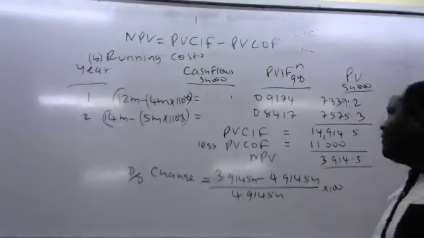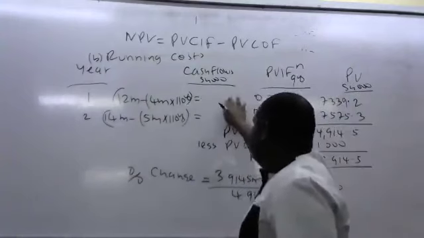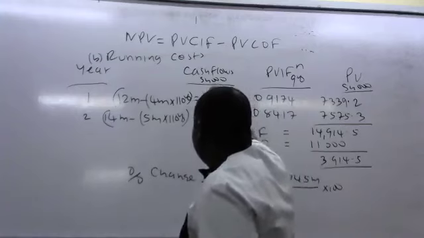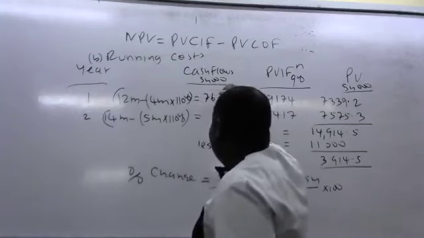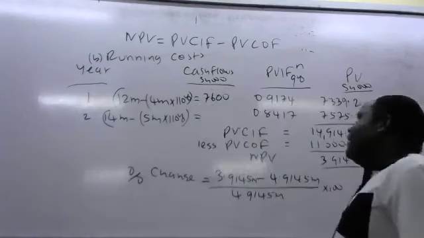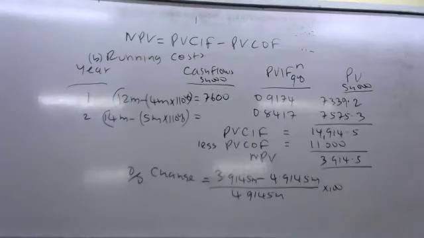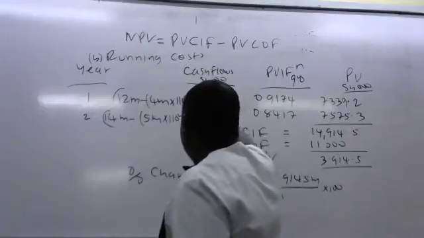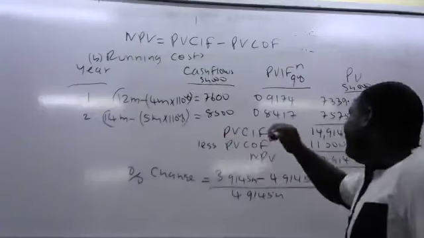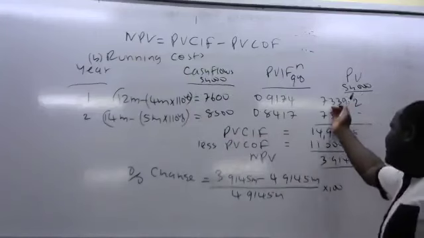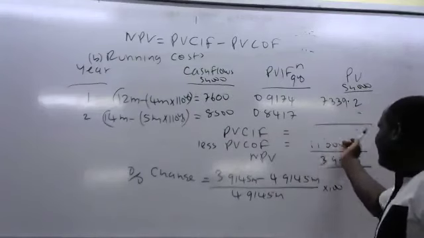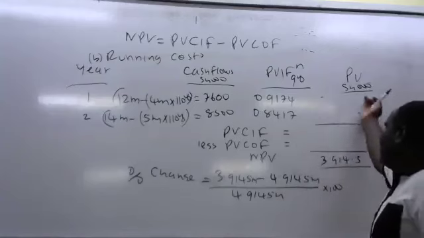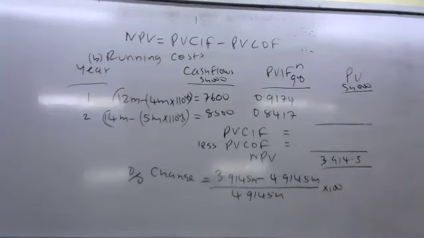So the first one will be how much? 76. Like that. And the second one? Put in 85, like that. So you come to this point, and you get those figures.